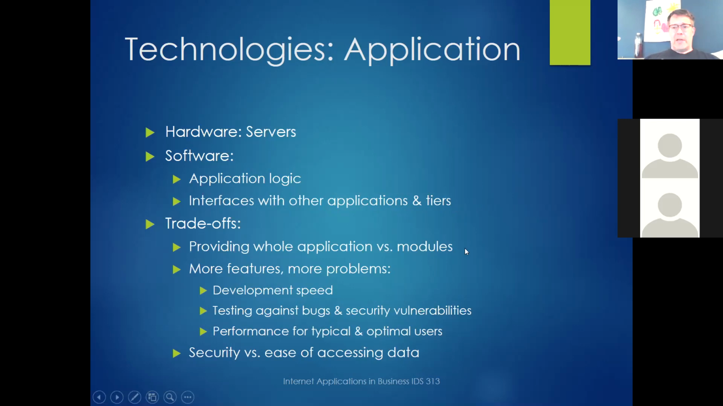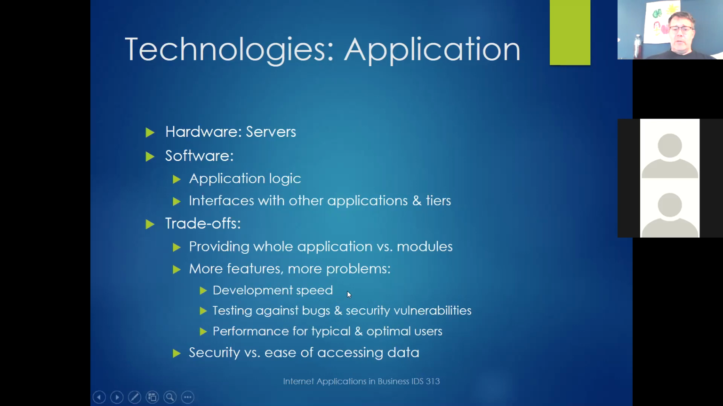We'll talk about that shortly. That's one of the descendants. If you have a big application or application suite, do you provide the whole thing or do you only provide a small part of it that users need? Other things: more features, more problems, right? This is where the complexity issue comes in. If you try to build an application that does more stuff, that's going to create some problems.